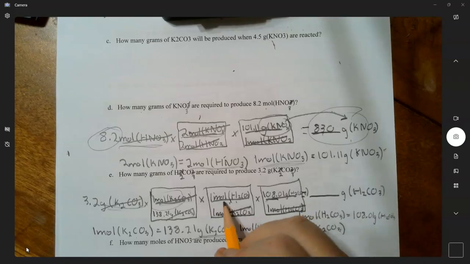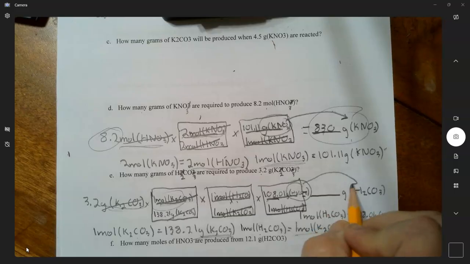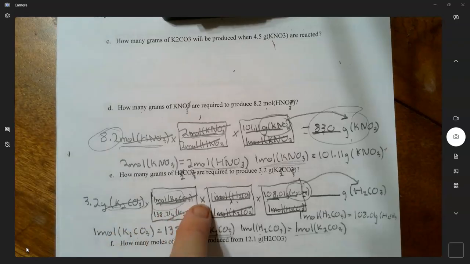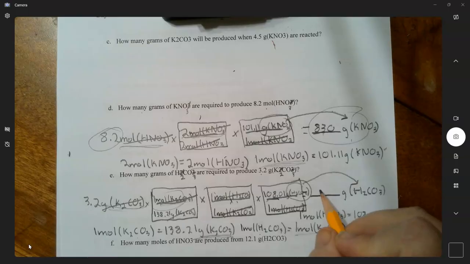Moles H2CO3, moles cancel out. Grams H2CO3 is the last man standing. That's what we need there. So we're going to multiply 3.2 times 1 times 1 times 108 divided by 138.21 and see what we come out with. Into 2 significant figures we come out with exactly 25.